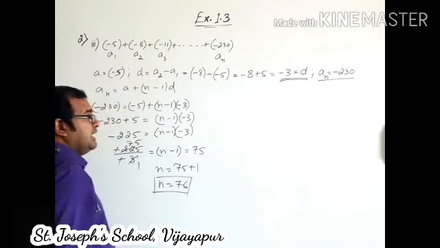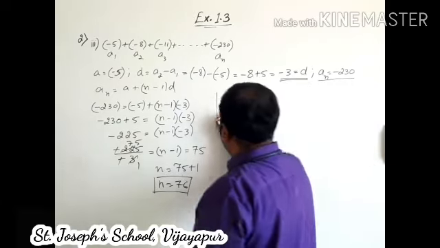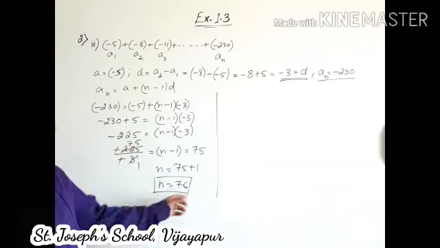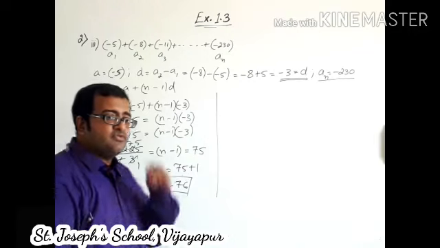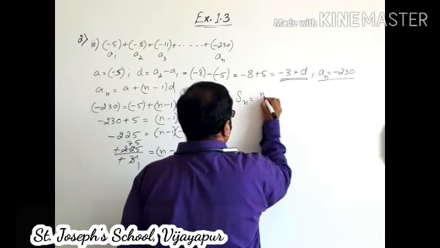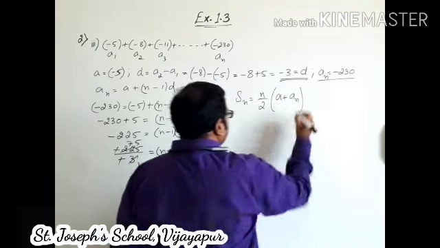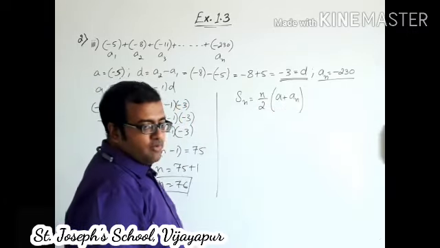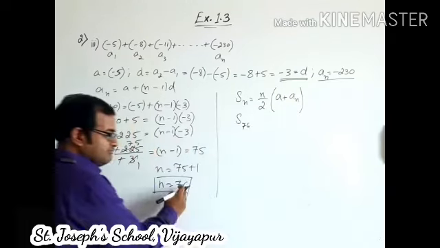We got the N value, right? Okay. Now we will try to find out the sum of these 76 terms. We got N is equal to 76. Now use it for finding out the sum. So the Sn formula is N upon 2 into A plus An. Repeatedly I am telling you, because we know A and An both, we can use this formula. Then Sn, N is 76.